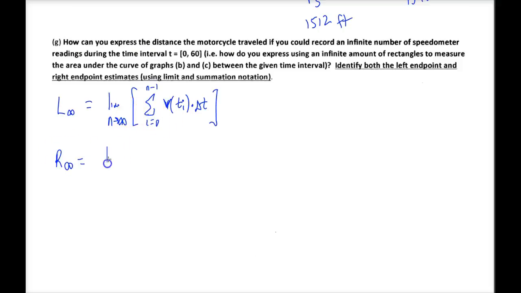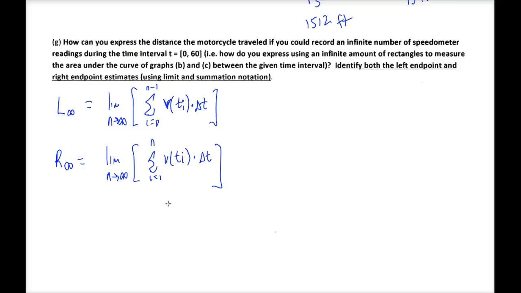The right endpoint estimate would be the limit as n approaches infinity again of the summation of i equals 1 to n of v of t sub i times delta t. And so that's how we would express the left-hand sum and right-hand sum if we had an infinite number of rectangles we could put into there.